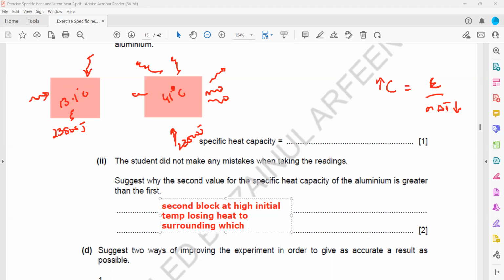Which give a smaller temperature change. Is it clear, this one? Yes, sir, clear. The next part, they ask how such experiments can be improved. So how can we improve these experiments?